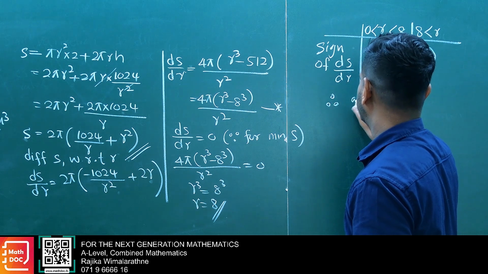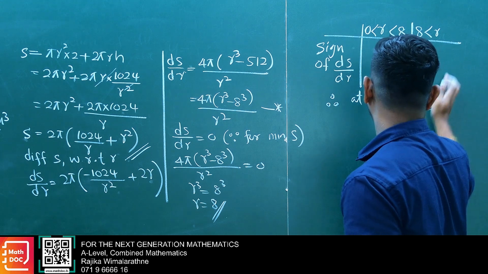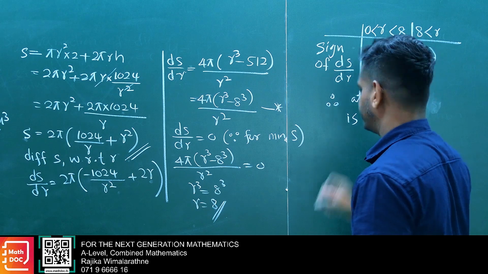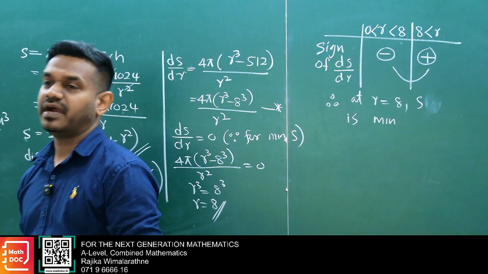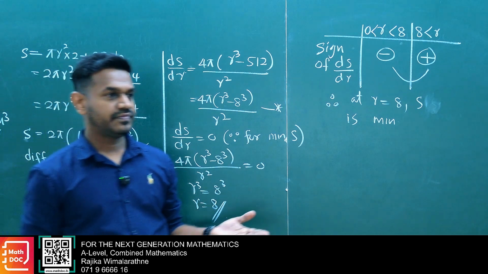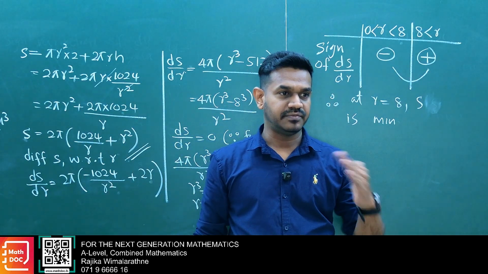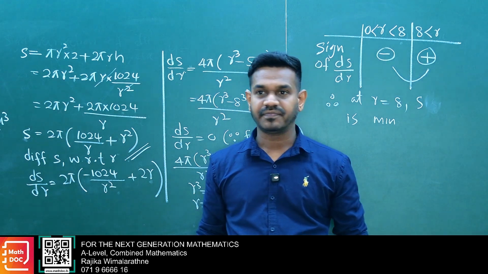Therefore, at r equal 8, S is minimum. That's how we do it. Very simple part. You follow that procedure: obtain the function, convert into a single variable, differentiate, simplify, equate to 0, and check the sign. That's the procedure.